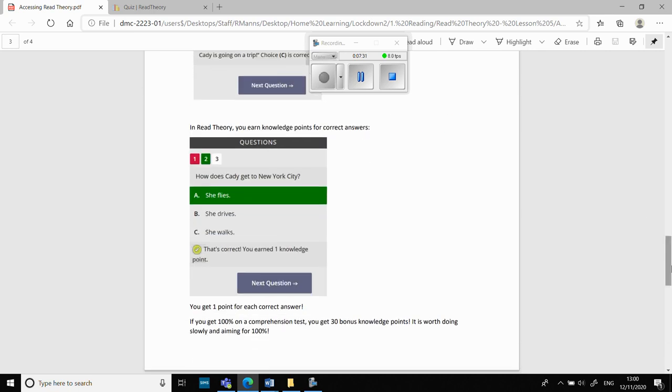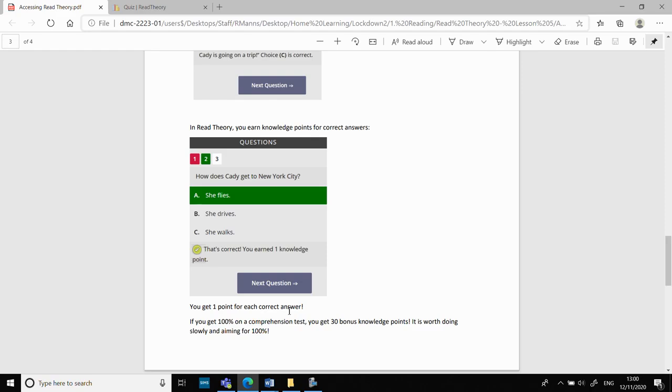If you get an answer right, Read Theory, you earn knowledge points. And that's how Read Theory works. So, for example, this was one I did earlier, and it said, how does Katie get to New York City? I put she flies, and it says that's correct. You've earned a knowledge point. Knowledge points are the system it uses to collect information that you can score on.